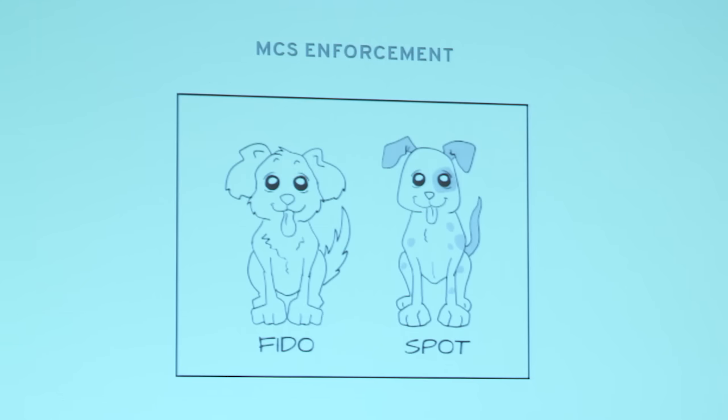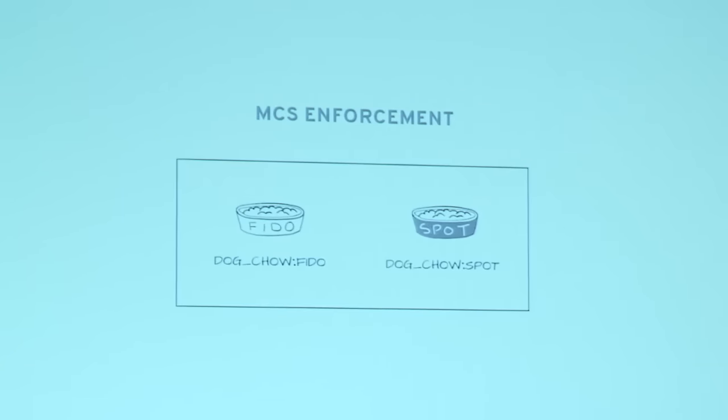Basically it says I want to lock down this object to match. It has to match exactly the other object. So the processes and the file have to match. So now we have two dogs. One's named Fido, one named Spot. We have dog chow. We've added an additional label to the dog chow to match Fido and Spot.